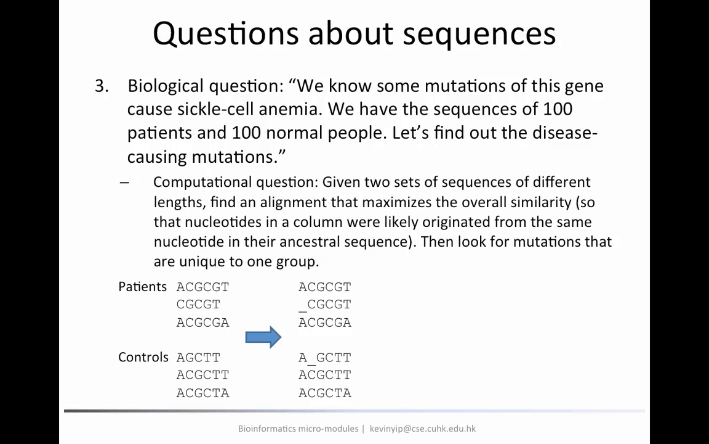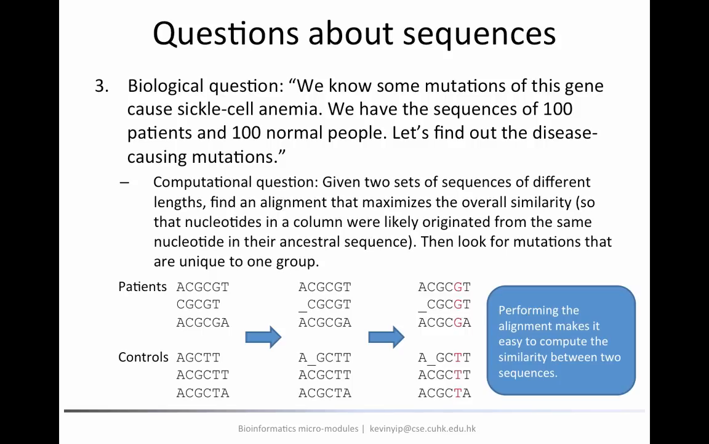After doing that, if we now focus on position 5, then we see a very clear signal that all the patients have a character G there, while all the control people have a character T there, which strongly indicates that this position is related to this disease. Based on this information, we can then do more experimental validation to see whether this is really the causing mutation.